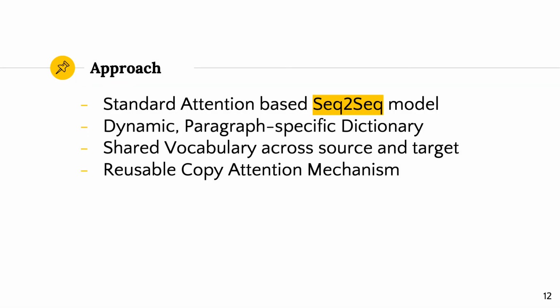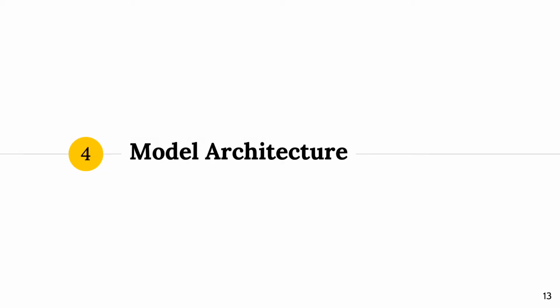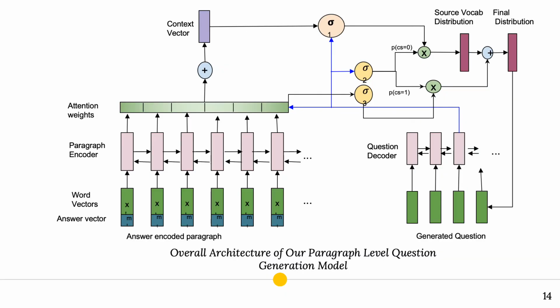So our approach is a simple attention-based sequence model with dynamic paragraph-specific vocabulary. We share the vocabulary across source and target, and we use a reusable copy attention mechanism, which utilizes information from each and every paragraph to update its attention weights. This is the model architecture. We have some additional sigmoids, and sigmoids utilize information from the previous example set to the next example set, and based on this, we decide whether we want to utilize information from the current paragraph.